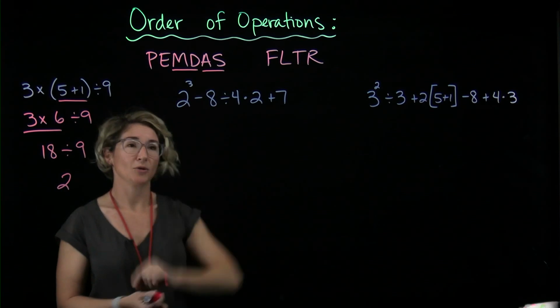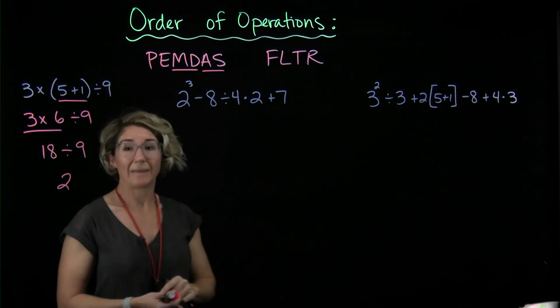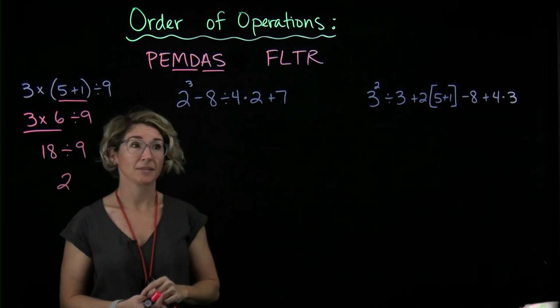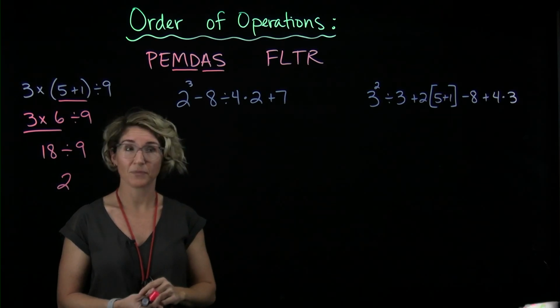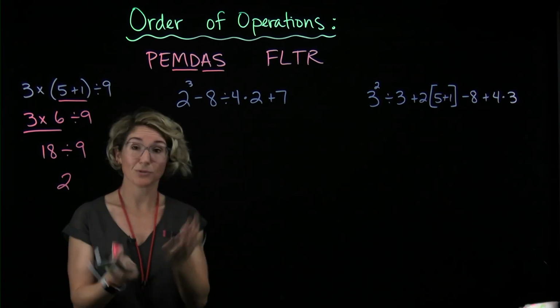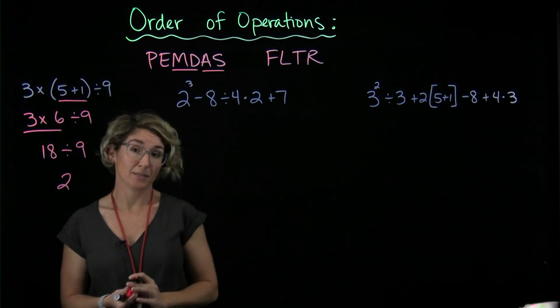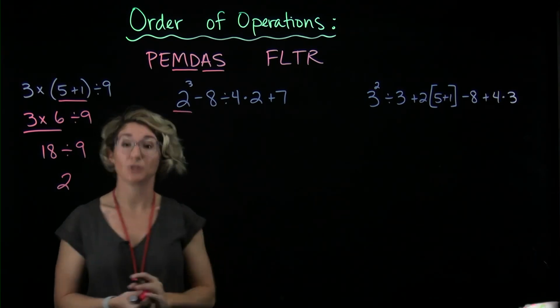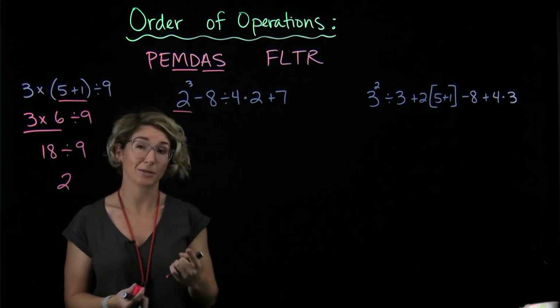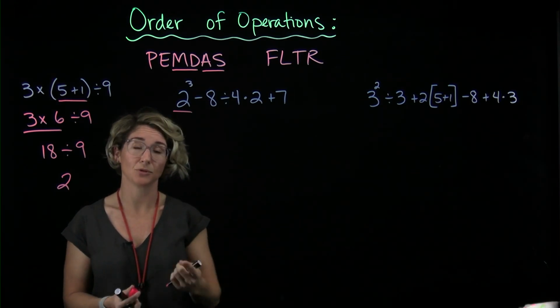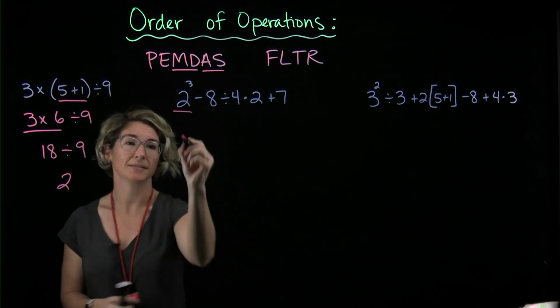Look at this next problem. We've got 2 cubed minus 8 divided by 4 times 2 plus 7. I don't notice any parentheses or any sort of grouping brackets, so I'm going to go to the next step of exponents. I do notice here that I have 2 cubed. That means we're going to take 2 and multiply it 3 times. 2 times 2 times 2 to give me 8.